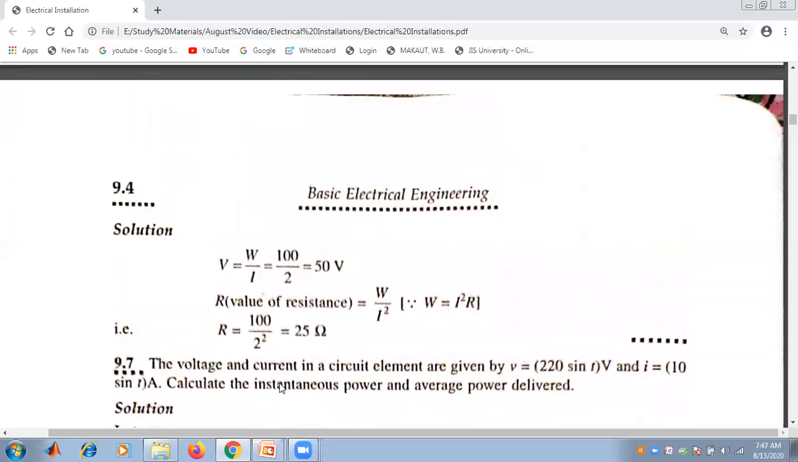So in this way we can solve different numerical problems related to electrical energy.